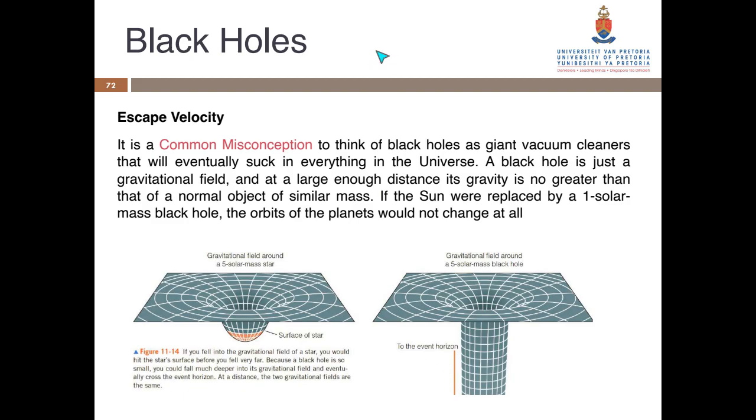It is a common misconception to think of black holes as giant vacuum cleaners that will eventually suck in everything in the universe. A black hole is just a gravitational field, and at a large enough distance, its gravity is no greater than that of normal objects of similar mass. So if the Sun were replaced by a 1 solar mass black hole, the orbits of the planets would not change at all.